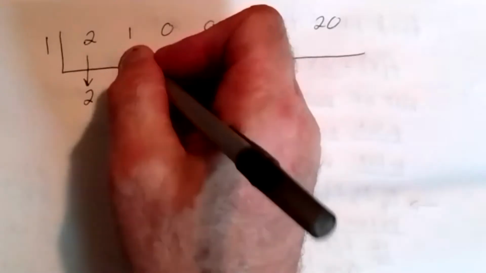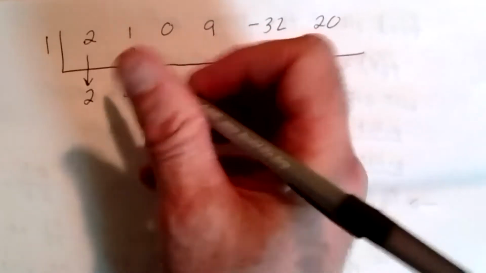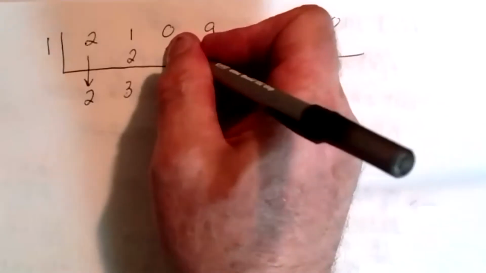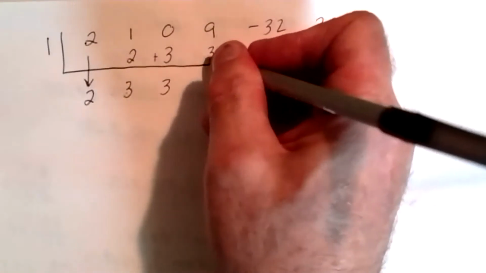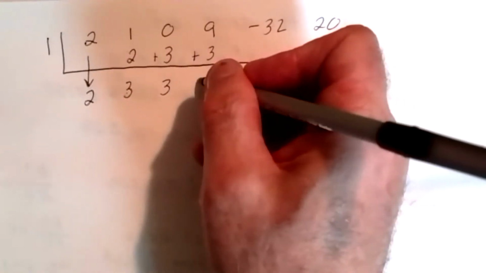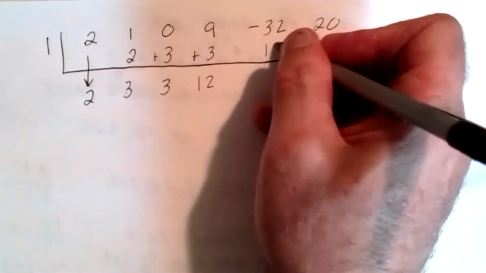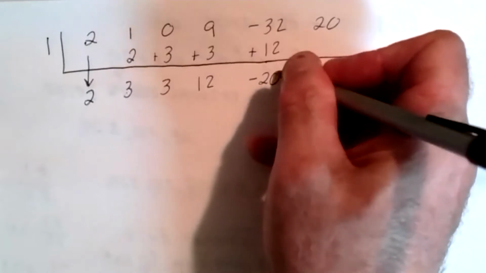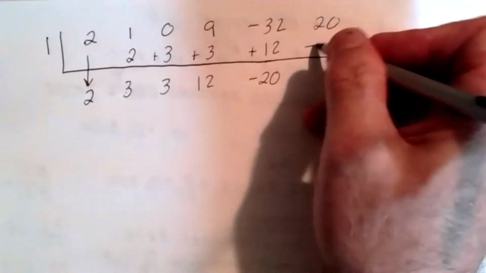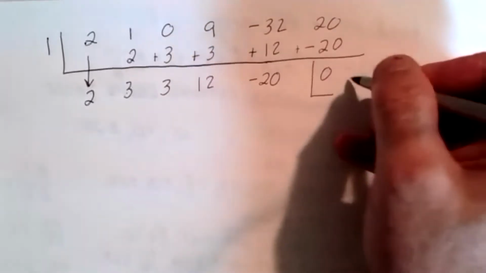1 times 2 is 2. Bring the number up and add. 1 plus 2 is 3. 1 times 3 is 3. Bring the number up and add. You always add, and you get 3. 1 times 3 is 3. Bring the number up and add. 9 plus 3, 12. 1 times 12 is 12. Bring the number up and add. You get -20. 1 times -20 is -20. Bring the number up and add. And bingo, we get a 0 remainder.